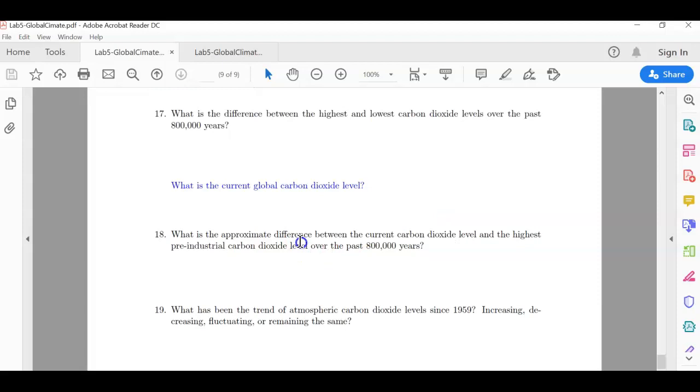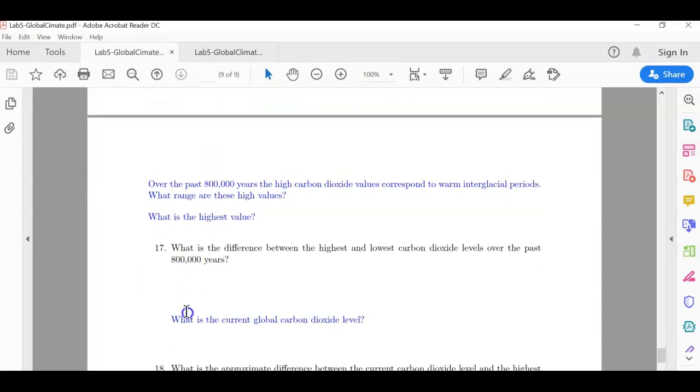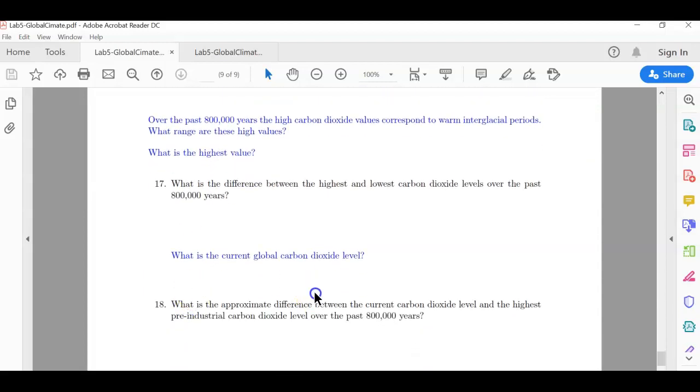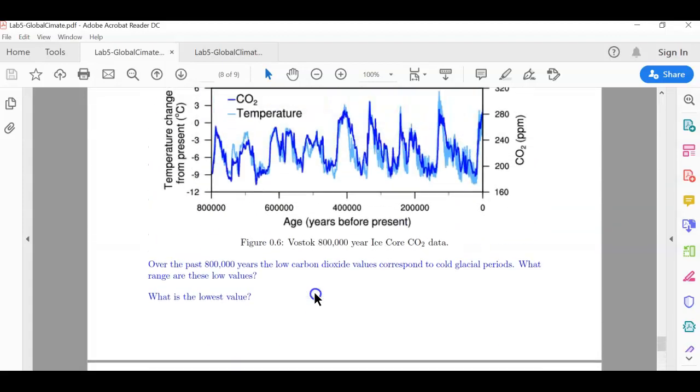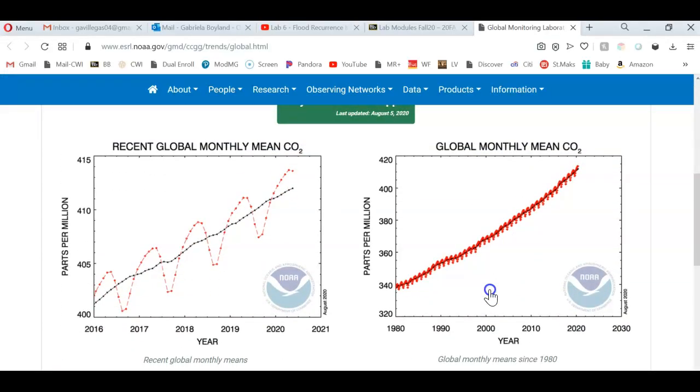All right, question 17. What is the difference between the highest and lowest carbon dioxide levels over the past 800,000 years? So basically, tell me the difference between this and this. And what is the current global carbon dioxide level? So what is it that you are seeing? Not here, because this is too far from recent, I should say. But look at the link. This is the information that I gave you on that link, or where it brought you to. It's from NOAA. So basically, what is the CO2 currently? What are the levels of CO2 that are being measured right now?